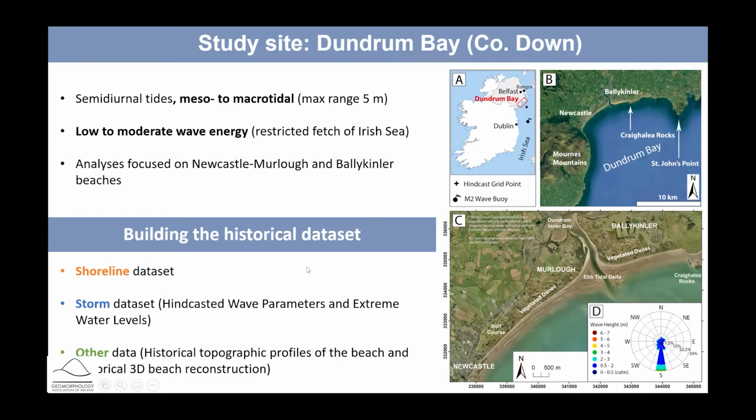So to study the historical, geomorphic evolution of the site, we built a shoreline dataset. We also built a storm dataset to analyze the forcing parameters that cause the shoreline displacement. And we also collected some other data, like historical topographic profile of the beach. And we were also able to reconstruct the dune surface from historical aerial photos.